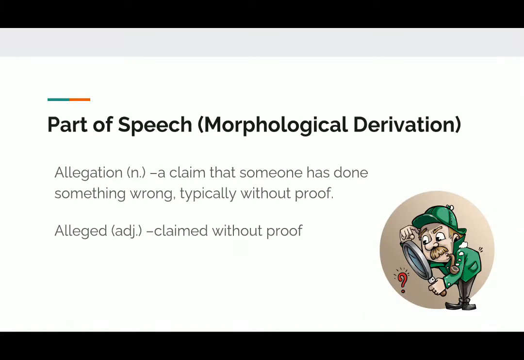The morphological derivation of alert is allegation. Allegation is a noun. It means a claim that someone has done something wrong, but typically without proof. By saying you made an allegation, it means you made a claim that someone has done something wrong, but usually don't have any proof. Another morphological derivation is alleged. Alleged is an adjective. It's also the past tense and perfect tense of alleged. It means claimed without proof. By saying someone is alleged, it means he is claimed without proof.